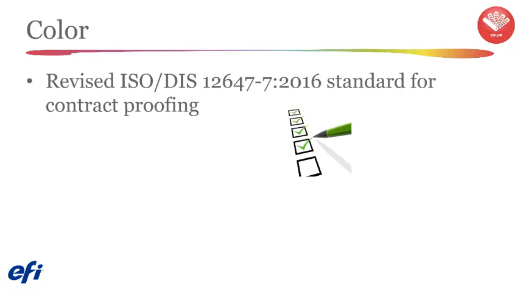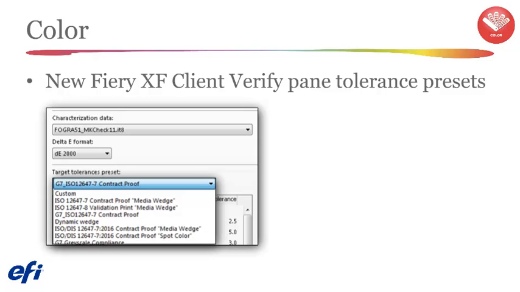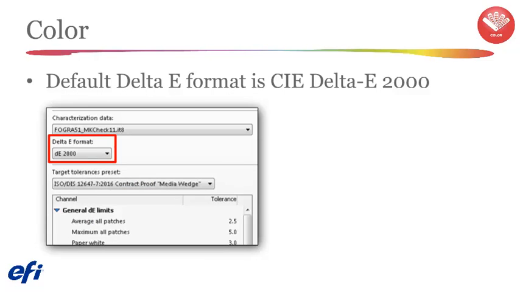The Fiery ProServer and Fiery XF version 6.3 update will include the revised ISO DIS 12647-7 2016 standard for contract proofing. To support this new standard, new tolerance limits have been added to the color verifier preferences for the media wedge, chart, and spot color specifications. Two of these tolerance presets, the media wedge and the spot color presets, will be available on the Target Tolerance Preset drop-down menu on the Verify pane in Fiery XF client. For these new standards, the default delta E calculation method is CIE delta E 2000.